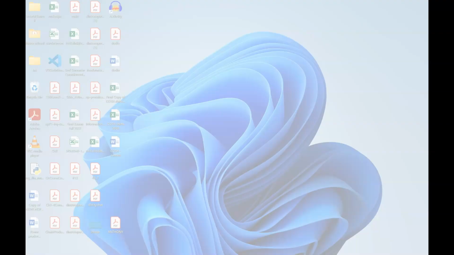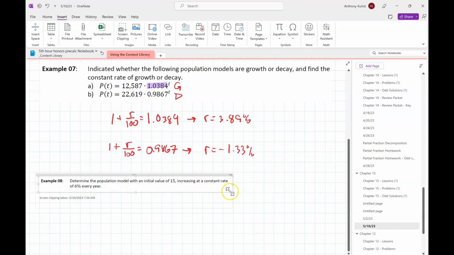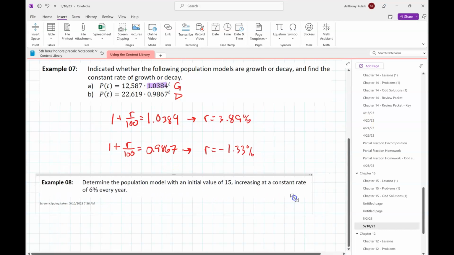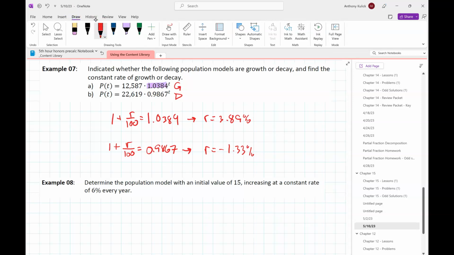All right, let's look at a situation where we're given a situation and asked to write a model. So when we ask you to write a model, what are we asking for? I want to write the P of t function for that situation, right? The answer is not going to be a number, it's going to be an equation. So it says population model. We have only one population model at hand. So we're going to say this.